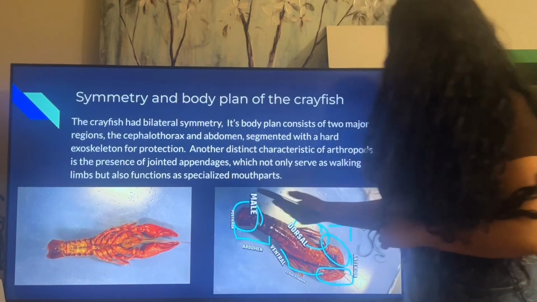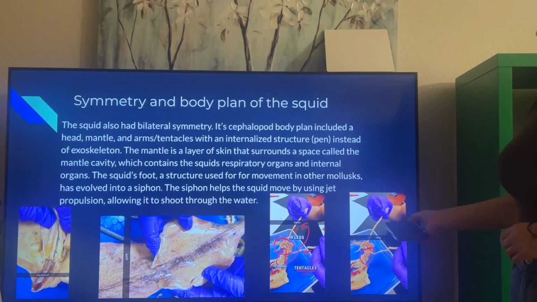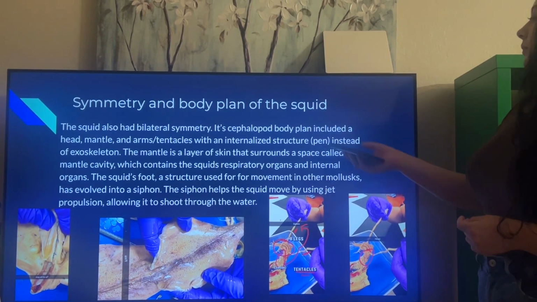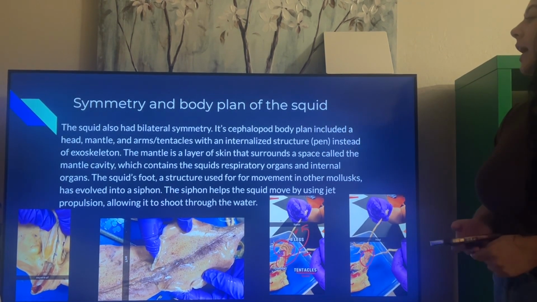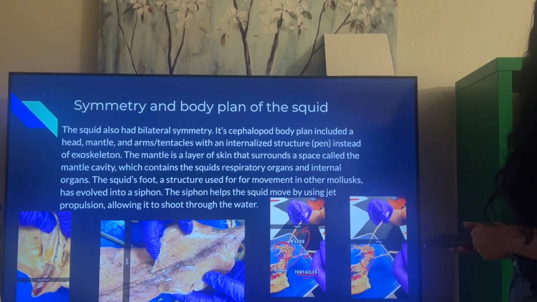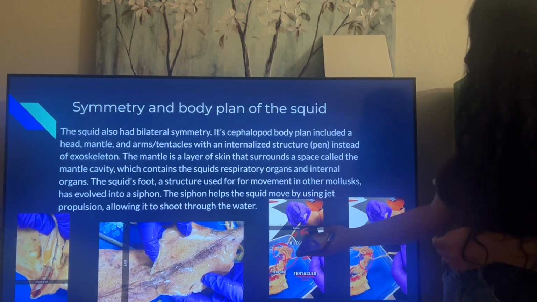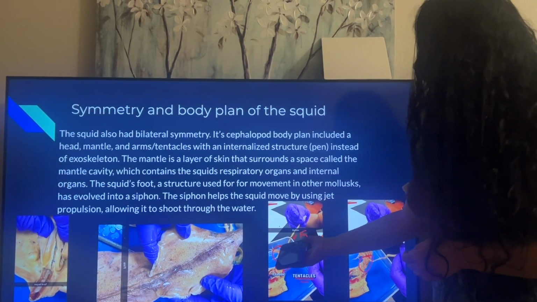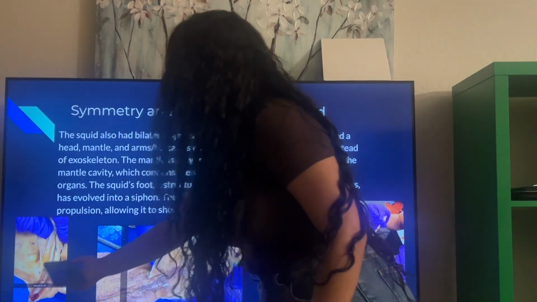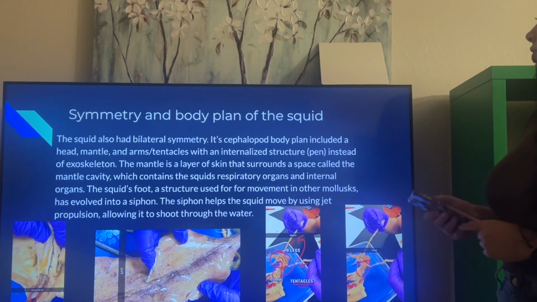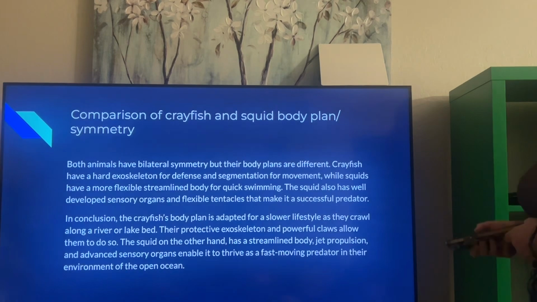Bilateral symmetry. Right here we can see the body plan and symmetry of the squid. Their cephalopod body plan includes a head, mantle, arms, and tentacles. Right here we have their head, mantle, tentacles, and eight arms, and then the tip of their pen, which serves as an internalized structure instead of an exoskeleton.